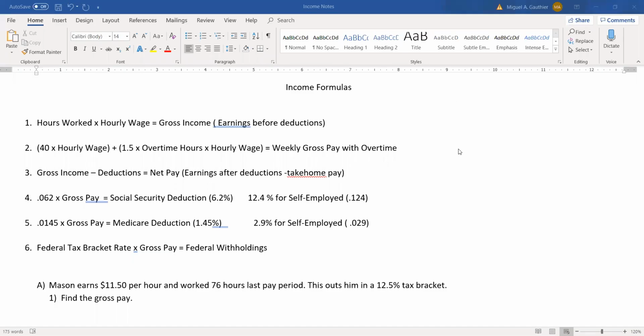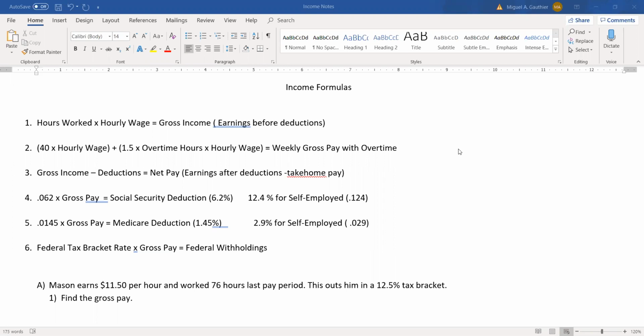Okay, today we're going to talk about income formulas and how that works according to your pay. Now, these are just basics and do not prescribe to every single income, but it gets pretty close on some. All right, so for example, here, hours worked times hourly wage, that's your basic gross income. Gross income is defined as earnings before deductions.